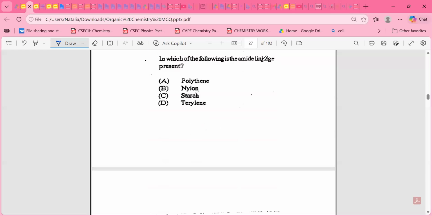Which of the following has the amide linkage? So we said there are two types of polyamide. What did we say the names were? Protein and nylon. Terylene is an example of a polyester.